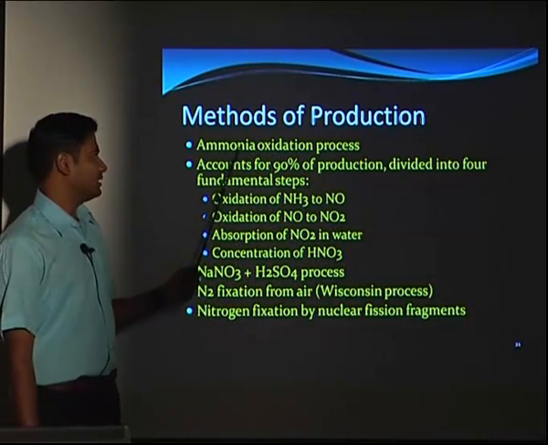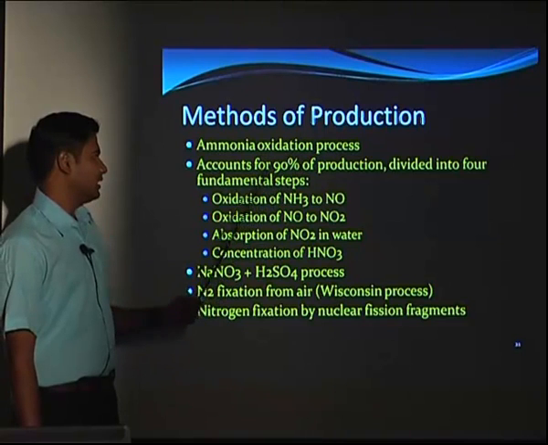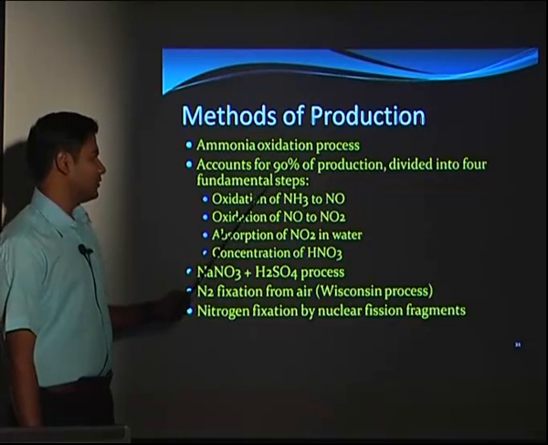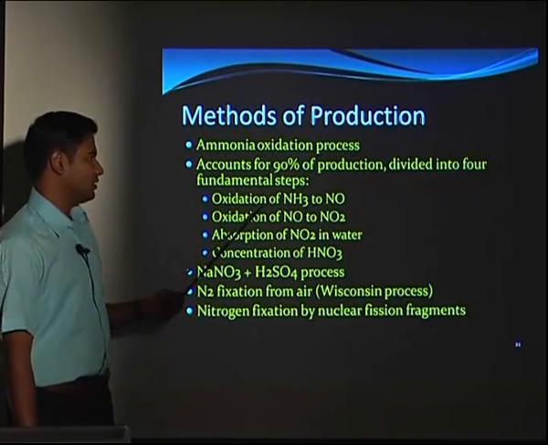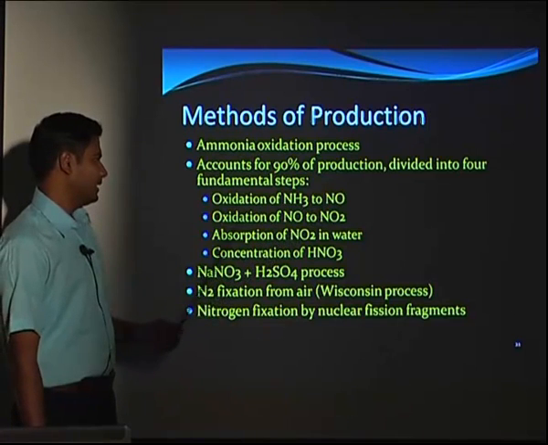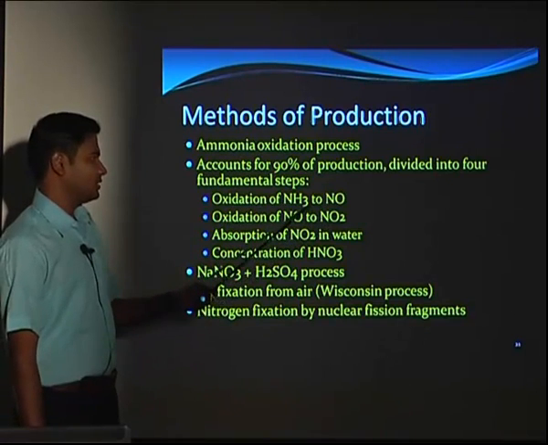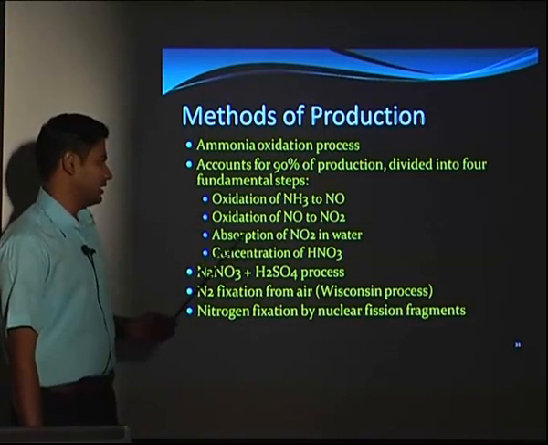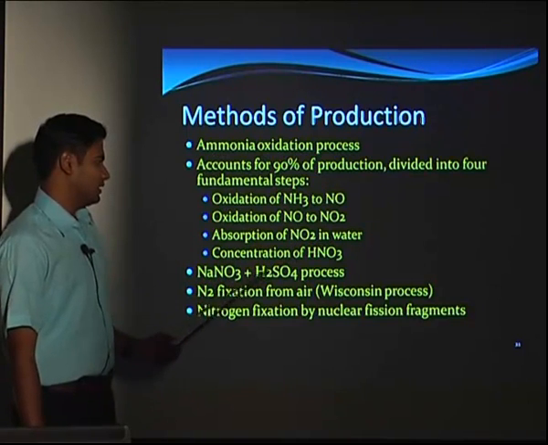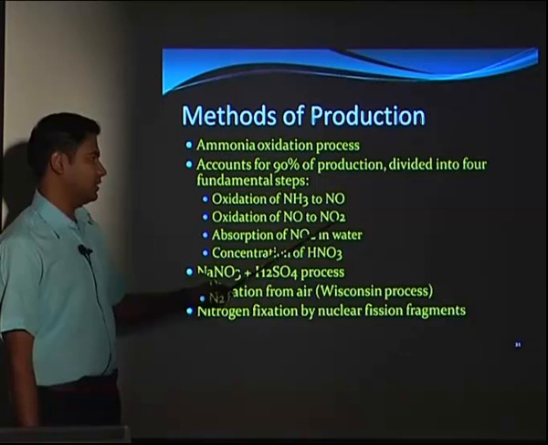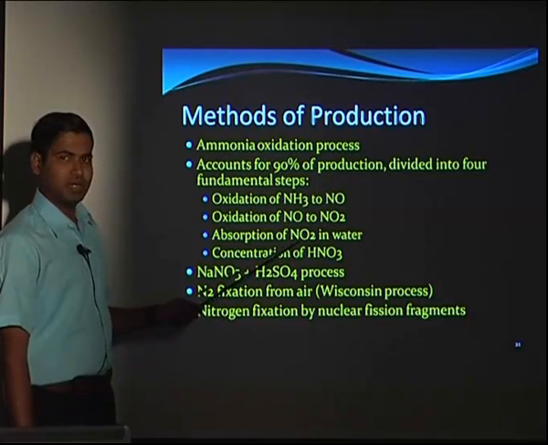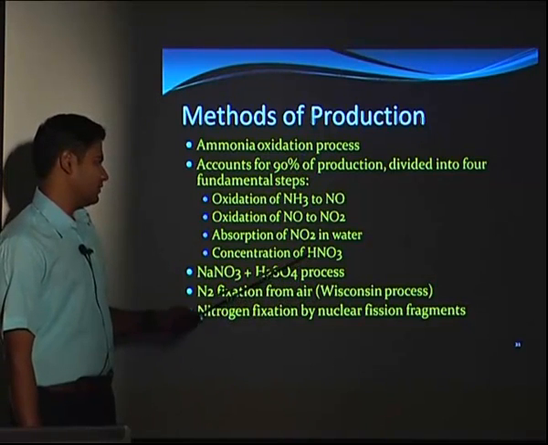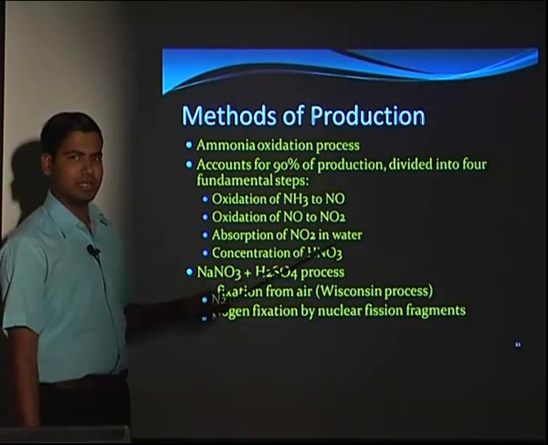The first one is the ammonia oxidation process, which accounts for 90% of the production and is divided into four fundamental steps. The first is oxidation of ammonia to NO, then oxidation of NO to NO2. This takes place in a separate reactor at different temperatures. Then absorption of NO2 in water and concentration of HNO3. NO2 is added to water to get nitric acid, and the nitric acid can be concentrated using other chemicals such as sulfuric acid and magnesium nitrate.